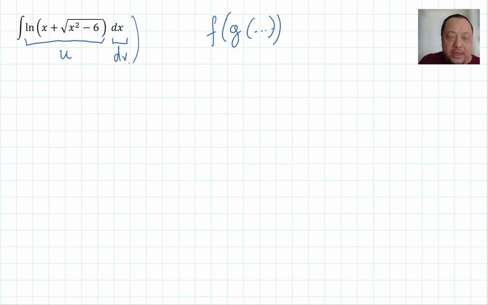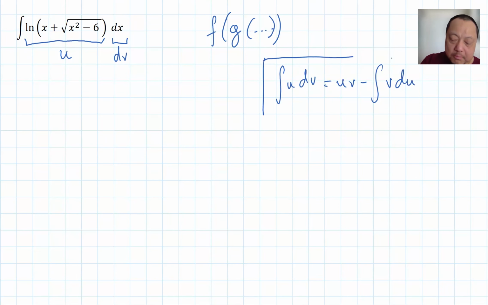You may think, well, that's kind of pointless. I mean, am I not just renaming x as v right here? Well, no, the point is that the u will transform. So let me show you. The formula for integration by parts is this. That's the formula. So I have my u, I have my dv. Now I need my v and my du.